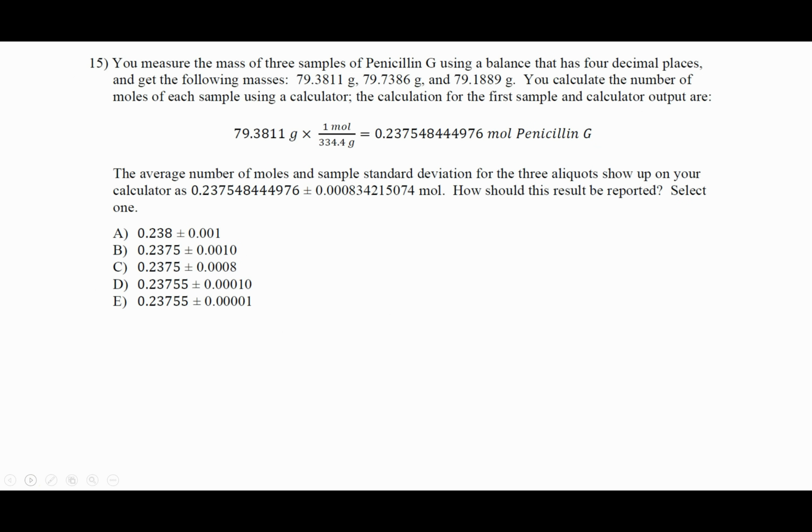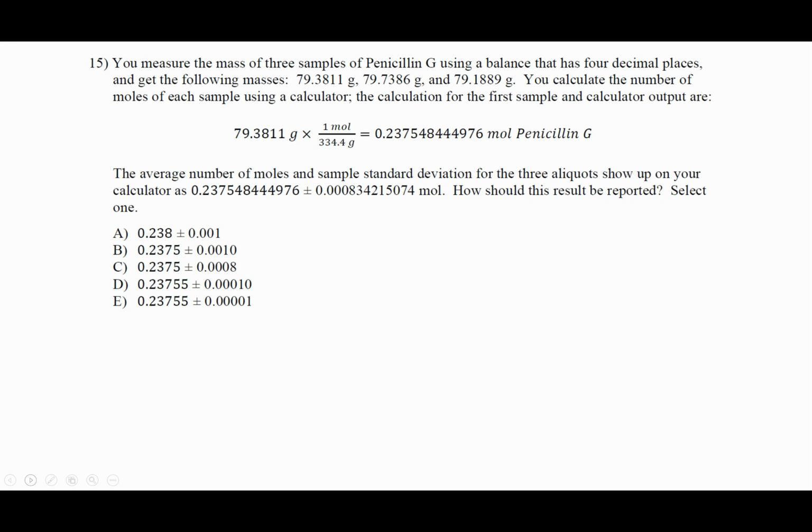You measure the mass in a sample of 3 samples of penicillin G using a balance that has 4 decimal places. You get the following masses: 79.3811, 79.7386, 79.1189. You calculate the number of moles of each sample using a calculator, and the calculation for the first sample is 79.3811 grams times 1 mole over 334.4 grams. The average number of moles and the sample standard deviation of the 3 aliquots show up as 0.23748444976 plus or minus 0.008342105. How do you represent the result?